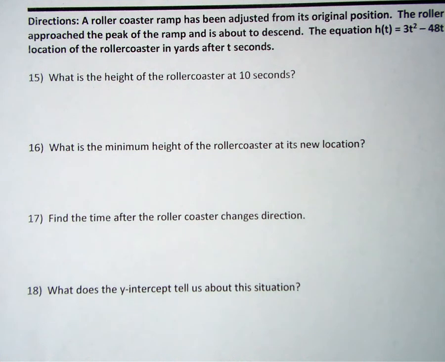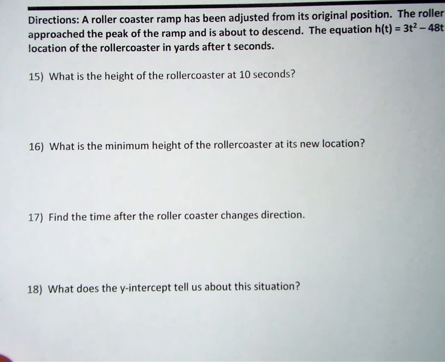Okay, question 15. A roller coaster ramp has been adjusted from its original position. The roller coaster has approached the peak of the ramp and is about to descend. The equation h sub t is equal to 3t squared minus 48t plus 210 illustrates the location of the roller coaster in yards after t seconds. What is the roller coaster at 10 seconds?